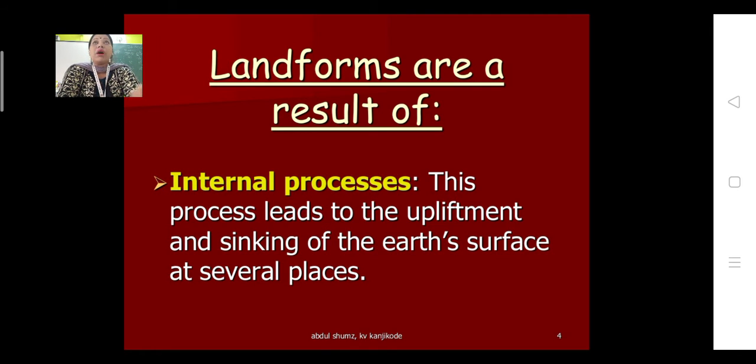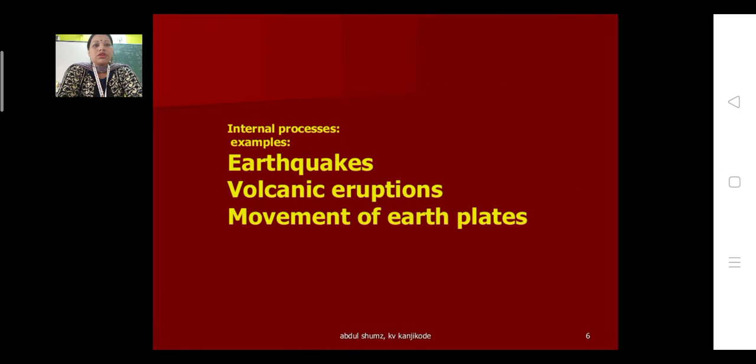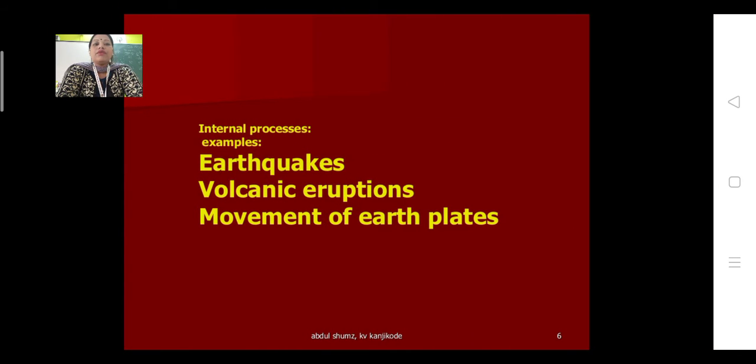That is why we see mountains which are not of equal range or equal height or equal shape. There are different sizes and types of mountain, and this is because of the internal processes. Then the examples of internal processes are earthquakes, volcanic eruptions, and movement of earth plates.